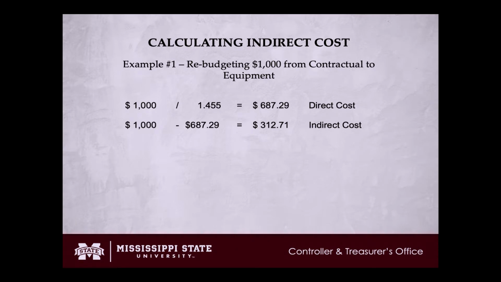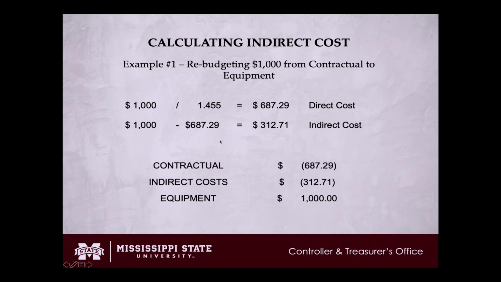The full $1,000 will be impacted since contractual charges are subject to IC, the equipment charges are not. So we take $1,000, divide it by 1.455, we get 687. This is our direct cost. We simply take that 687, subtract it from the original 1,000 to get $312, which is the indirect. So your entry is going to look like this.